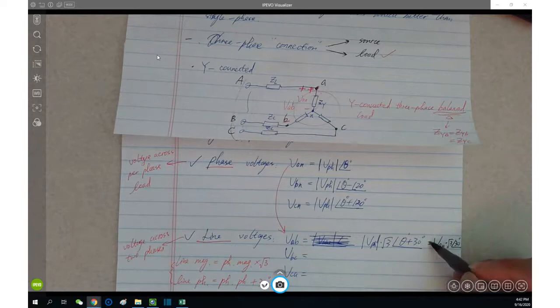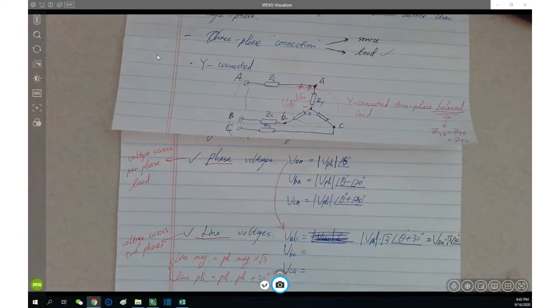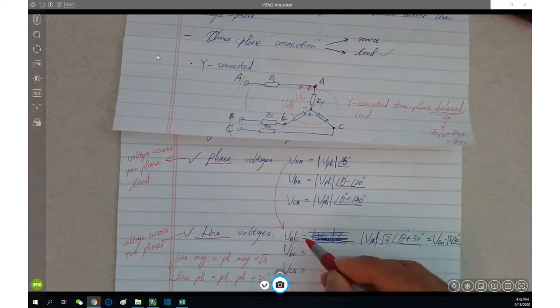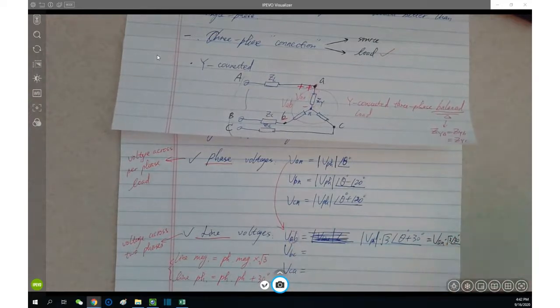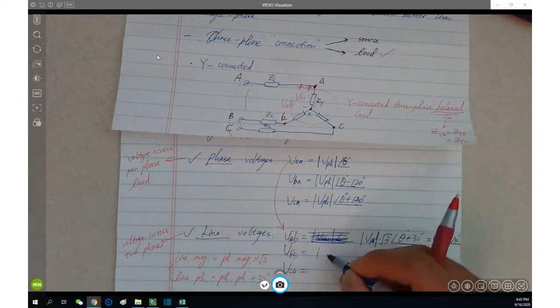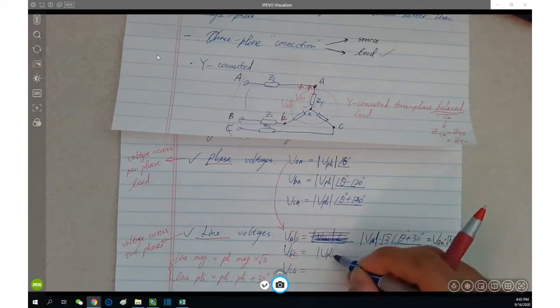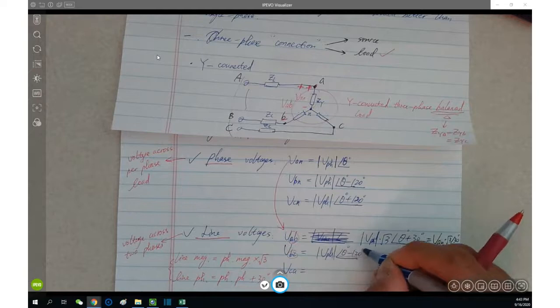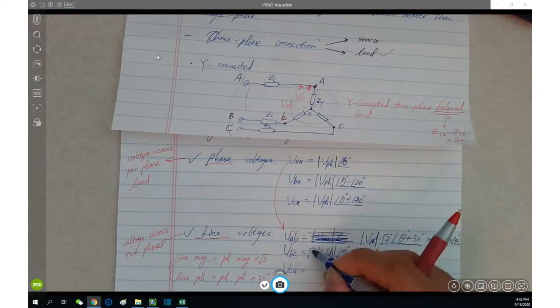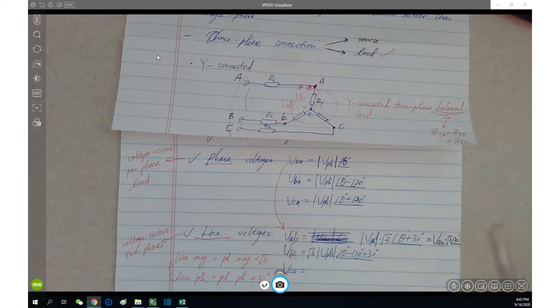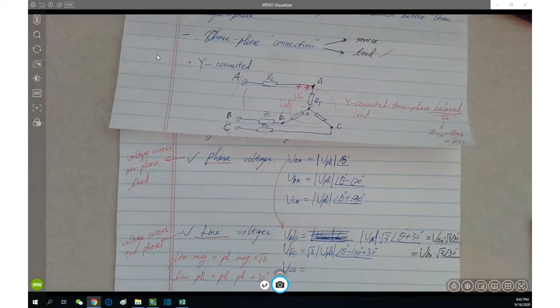And the black color formula is actually more generalized. Does it make sense? Be careful with the relationship. When we talk about VAB, this particular line voltage, we use VAN, this particular phase voltage, rather than VBN. VBN is serving for VBC, this particular line voltage. In other words, VBC equals VBN, which is V phase, angle of theta minus 120, plus 30 degrees, with square root of 3 in front. In other words, it equals VBN times square root of 3, angle of 30 degrees. Does that make sense?